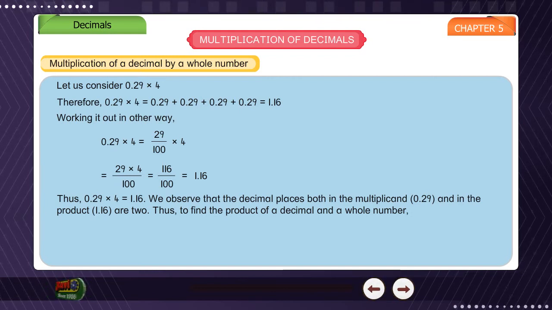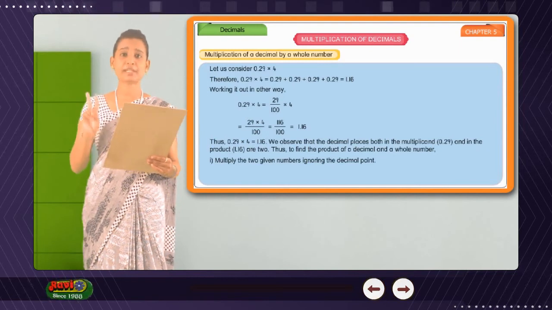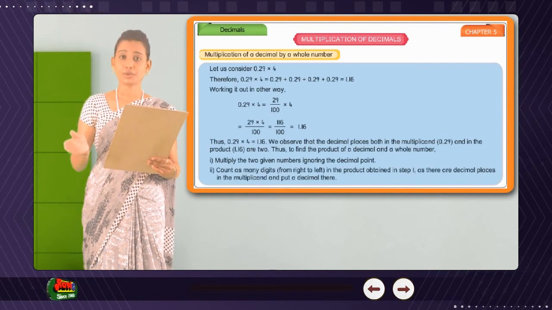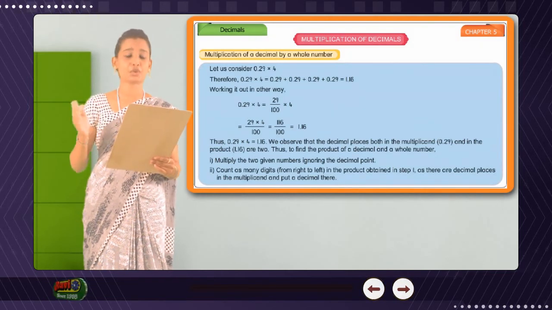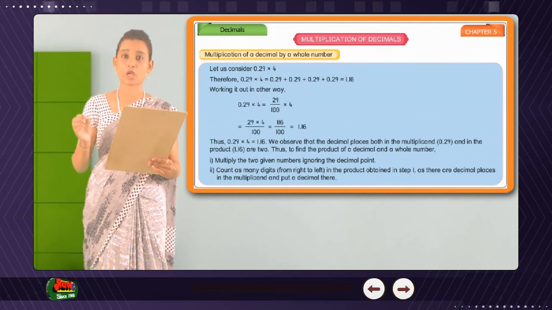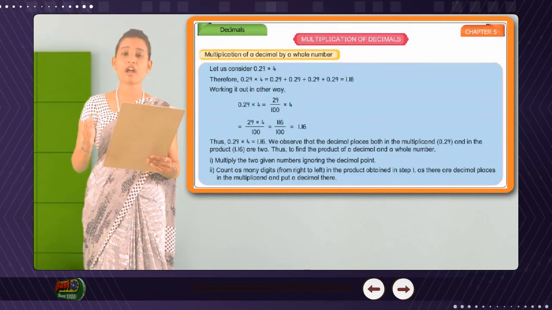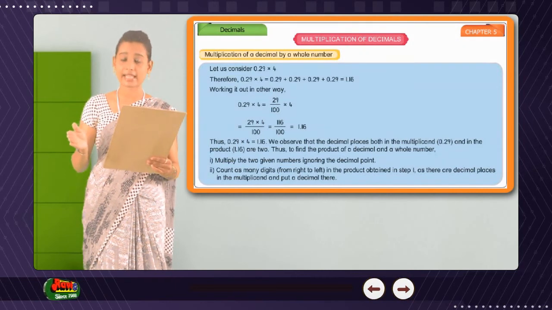Thus, to find the product of a decimal and a whole number: 1. Multiply the two given numbers ignoring the decimal point. 2. Count as many digits from right to left in the product obtained in step 1, as there are decimal places in the multiplicand, and put a decimal point there.